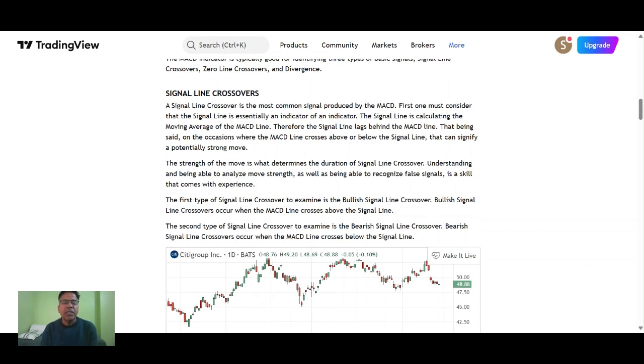The first type of signal line crossover to examine is the bullish signal line crossover. Bullish signal line crossovers occur when the MACD line crosses above the signal line. The second type of signal line crossover to examine is the bearish signal line crossover. Bearish signal line crossovers occur when the MACD line crosses below the signal line.